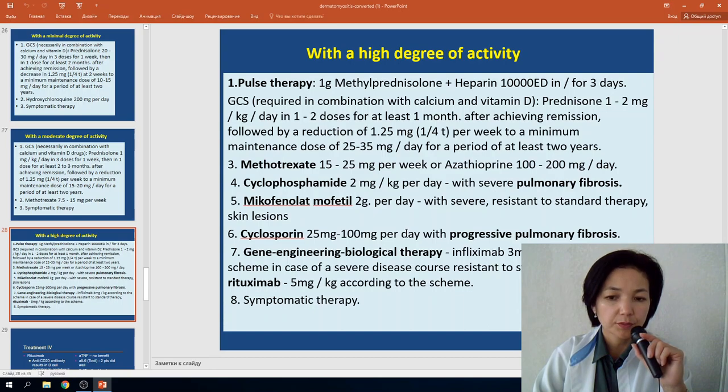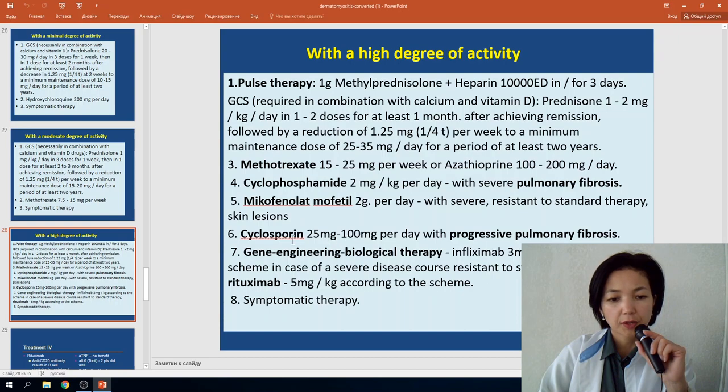In case of pulmonary fibrosis, you use cyclophosphamide 2 milligrams per kilogram per day. Or in case of resistance, and in case of dermatomyositis skin lesions, mycophenolate mofetil 2 grams per day. In case of progressive pulmonary fibrosis, you can add to glucocorticoid therapy cyclosporine 25 milligrams to 100 milligrams per day.